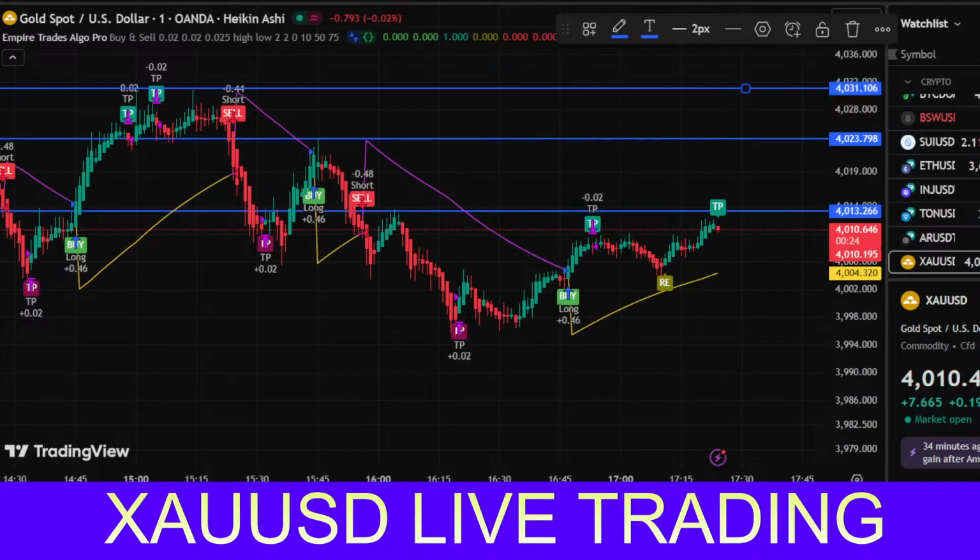Using bots in forex and gold trading offers several benefits, which can significantly enhance trading efficiency, accuracy, and overall profitability. These automated trading systems leverage advanced algorithms to execute trades based on predefined criteria, providing several advantages over manual trading.